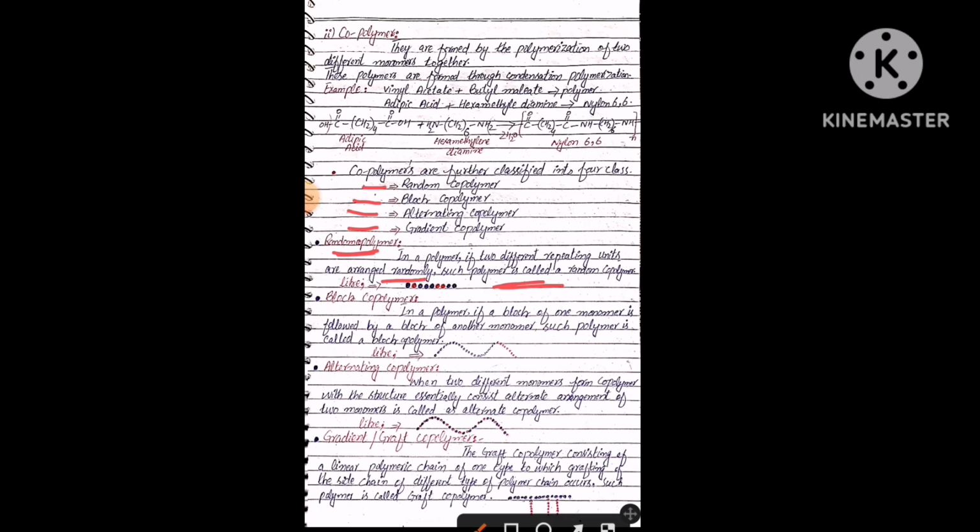One is the blue dot, another is red, then blue, blue, red. There is no sequence and no order that we can see here. So this type of arrangement of monomers falls in the class of random copolymer.